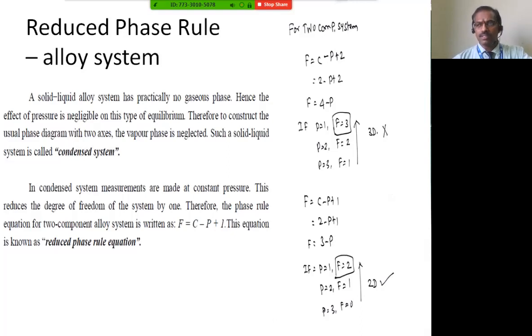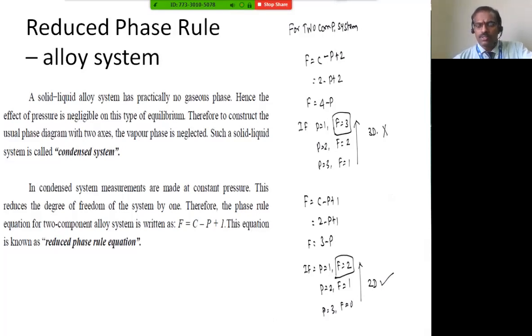Why? In the earlier video itself, I gave a clear idea about F = C - P + 2. The 2 is nothing but two variables, which are temperature and pressure, or temperature and composition. In the case of an alloy system, pressure has no role to play. Suppose I want to prepare a gold alloy. Does any goldsmith adjust the pressure to 2 atmospheres or 3 atmospheres? No. Suppose I want to prepare a steel alloy. Do we need 5 atmospheres instead of 1 atmosphere? No, sir. What is the reason? No gas phase.